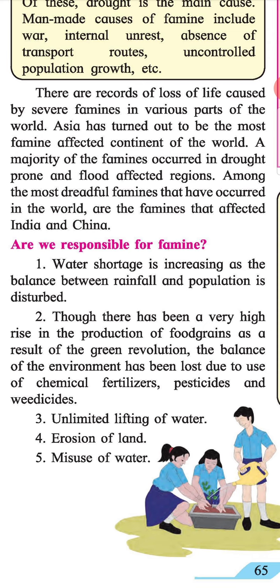Heading: Are we responsible for famine? 1. Water shortage is increasing as the balance between rainfall and population is disturbed. 2. There has been a very high rise in the production of food grains. As a result of the Green Revolution, the balance of the environment has been lost due to the use of chemical fertilizers, pesticides, and weedicides. 3. Unlimited lifting of water. 4. Erosion of land. 5. Misuse of water.